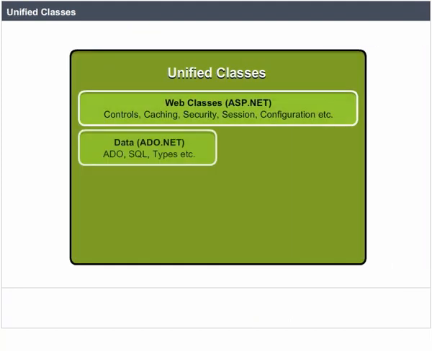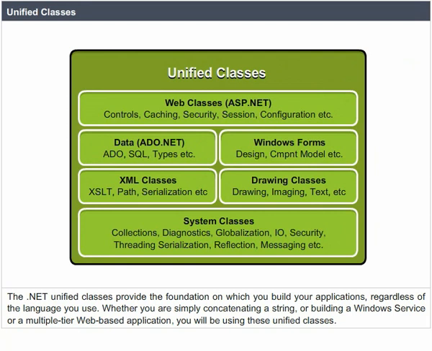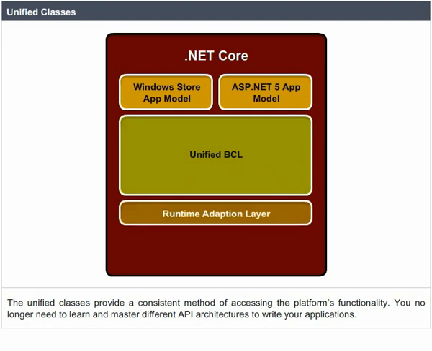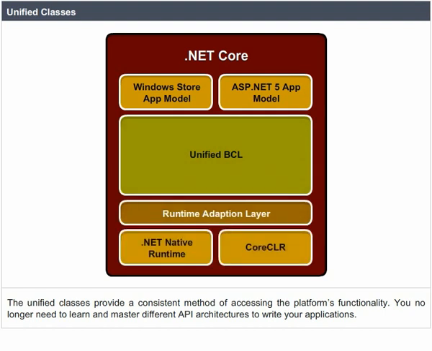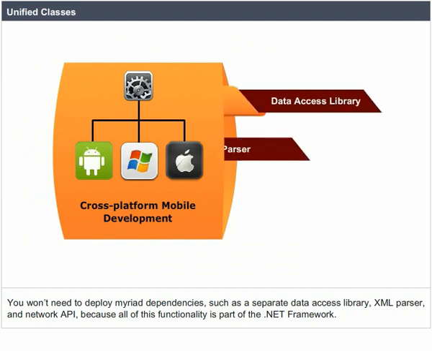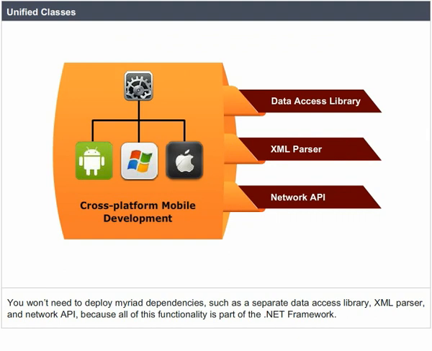Unified classes. The .NET unified classes provide the foundation on which you build your applications regardless of the language you use. Whether you're simply concatenating a string or building a Windows service or a multiple-tier web-based application, you will be using these unified classes. The unified classes provide a consistent method of accessing the platform's functionality. You no longer need to learn and master different API architectures to write your applications. You won't need to deploy myriad dependencies such as a separate data access library, XML parser, and network API because all of this functionality is part of the .NET framework.